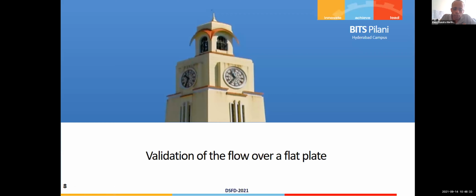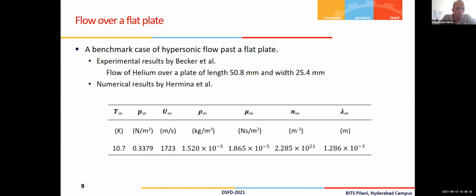So first, coming to the validation of flow over a flat plate, we have taken the benchmark case where we have experimental results by Becker and others, where the flow of helium over a plate is studied. And we have also plotted the numerical results and compared our results against these two results. So below are the flow conditions of temperature, pressure, free stream velocity, and so on.